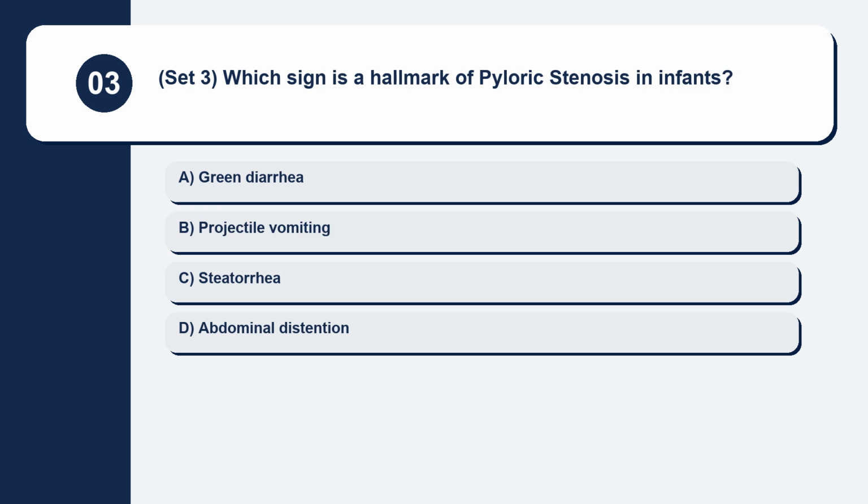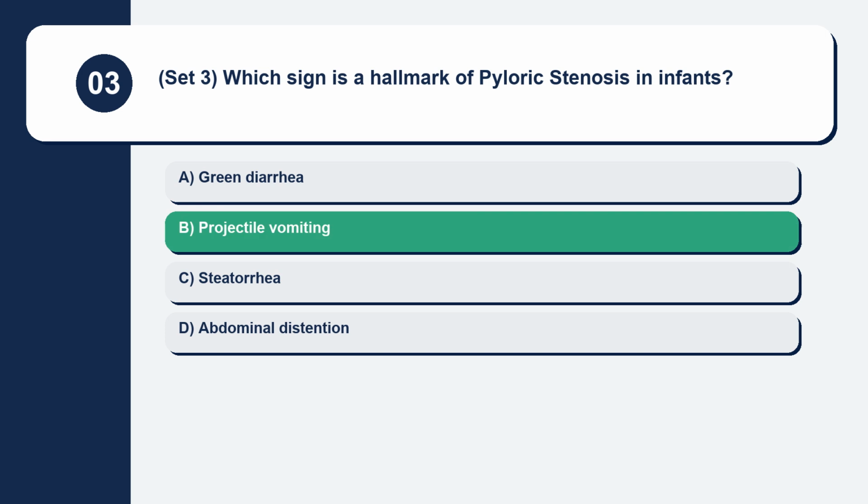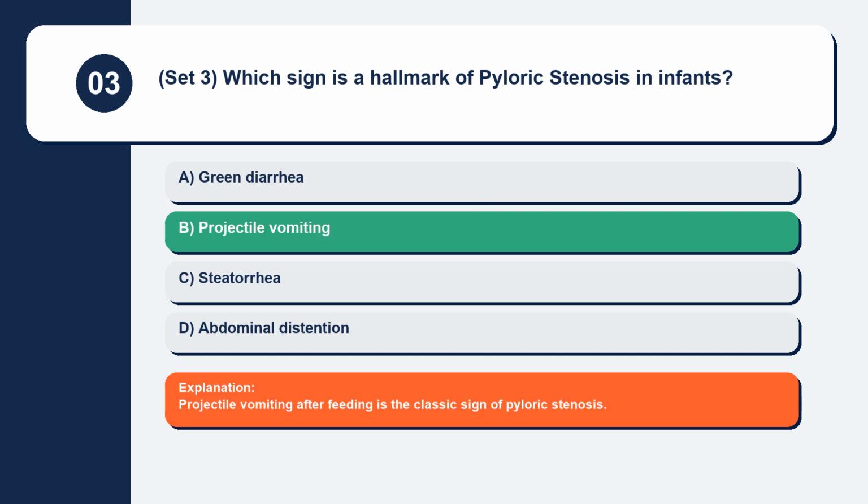Question 3, Set 3. Which sign is a hallmark of pyloric stenosis in infants? Green diarrhea, projectile vomiting, steatorrhea, abdominal distension. Projectile vomiting after feeding is the classic sign of pyloric stenosis.